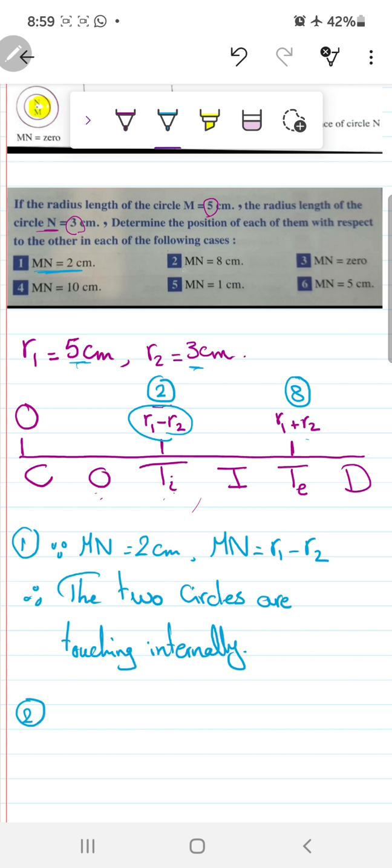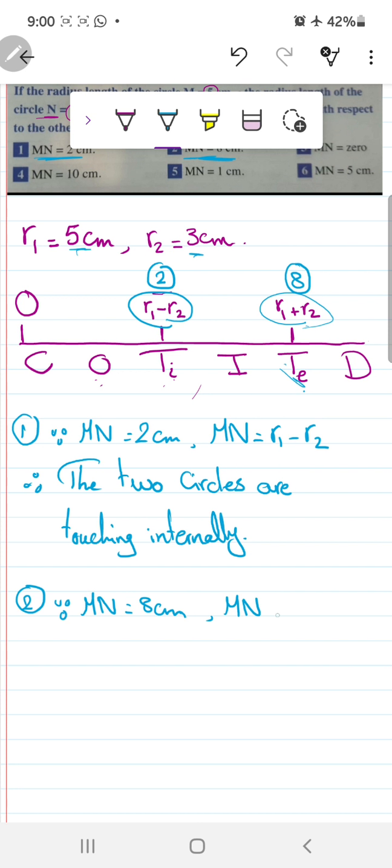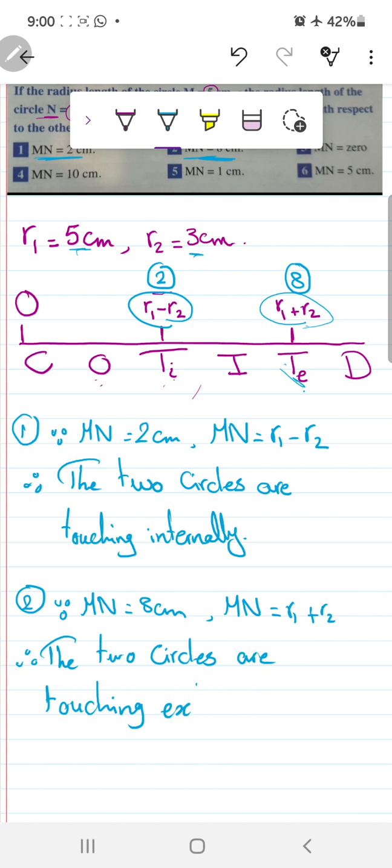Okay, what about number 2? Number 2, here we have MN is 8 centimeters. Here 8 centimeters is called touching externally. Since MN equals 8 centimeters, it means MN equals R1 plus R2. So the two circles are touching externally.